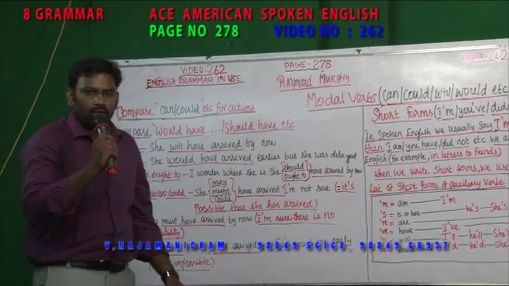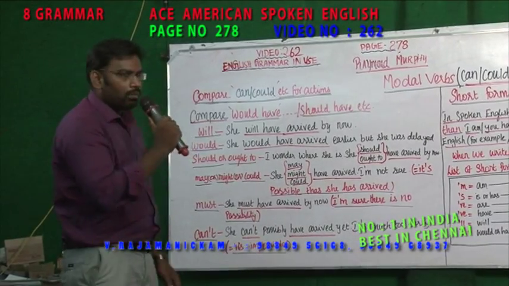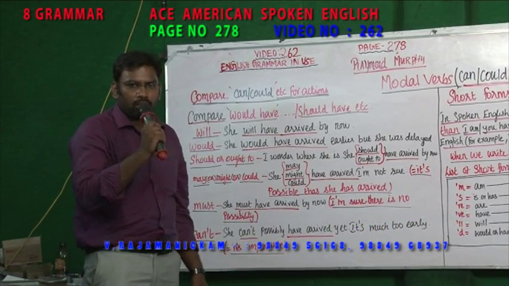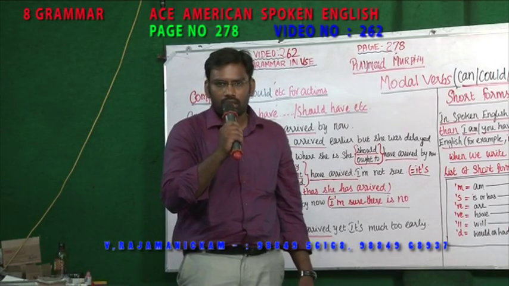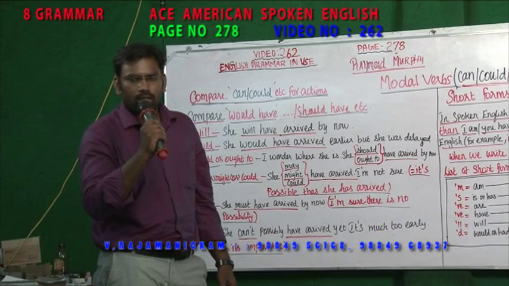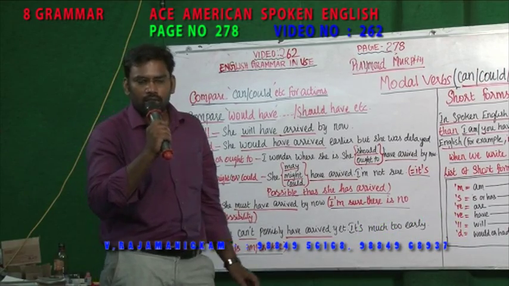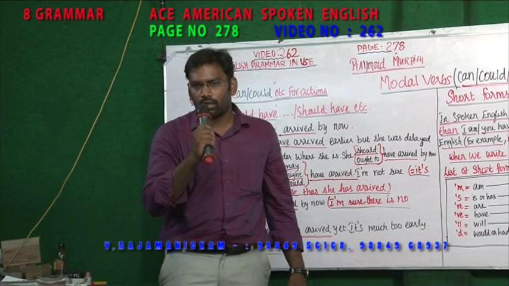Good evening, friends. Today we learned about modal verbs and short form. Modal verbs are used based on situations like necessity, compulsion, and request. For example, you should reach office by 10 o'clock. That's the compulsion. In that situation, we use should. Suppose we request someone, we can use may or might.